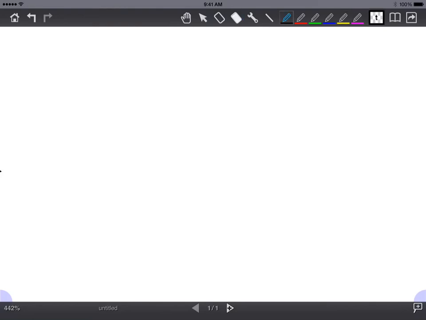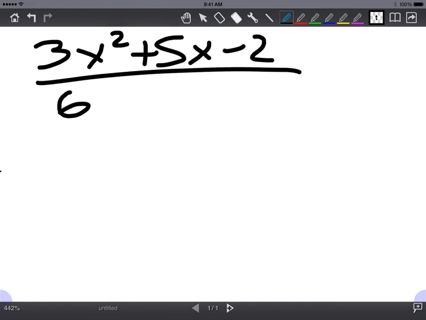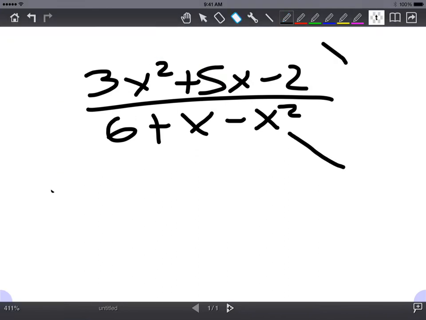So let's see what our next one is. We have 3x squared plus 5x minus 2 over 6 plus x minus x squared. Same thing here. We're going to factor the numerator, factor the denominator. I'm going to first factor the numerator. So let me just rewrite this.